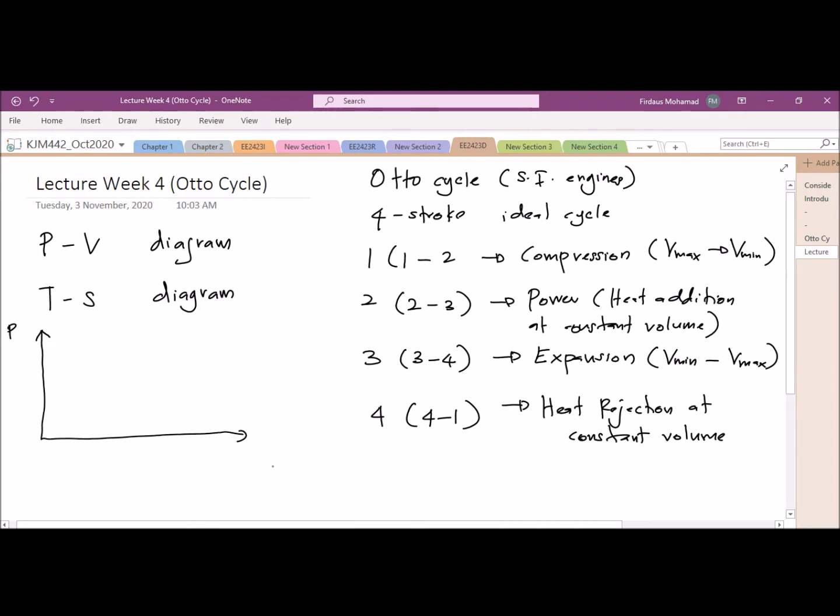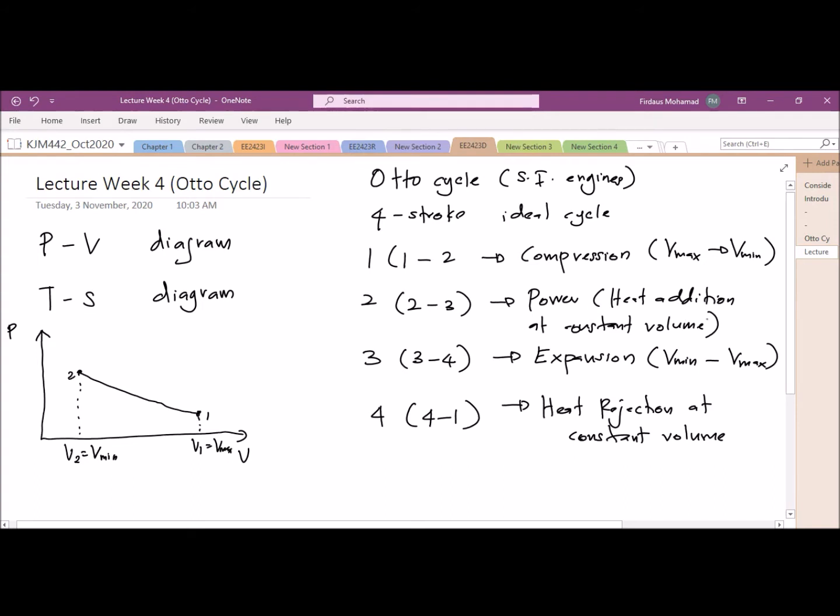To draw the PV diagram, P is pressure and V is volume. Based on the strokes, the first one is compression, V from maximum to minimum. This is V1 or V maximum. It is compressed, meaning from maximum volume to minimum volume. So this is point 2, V2 or V minimum. That is 1 to 2.